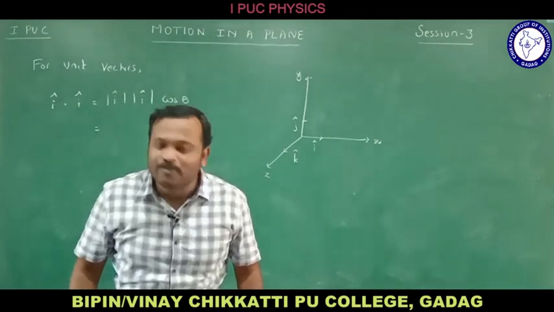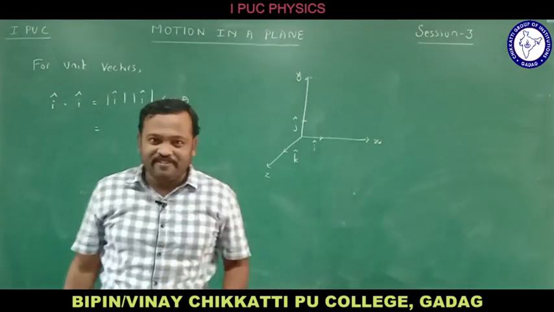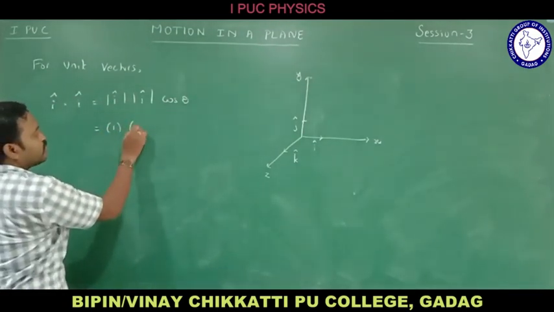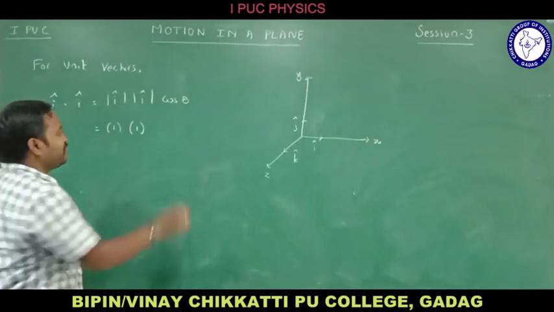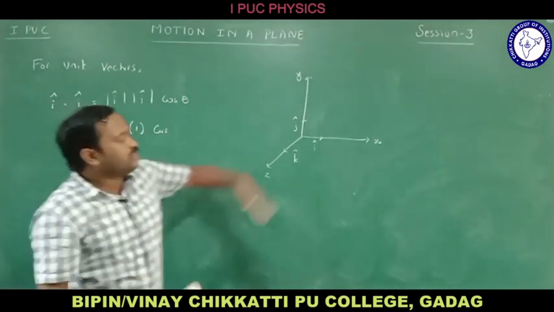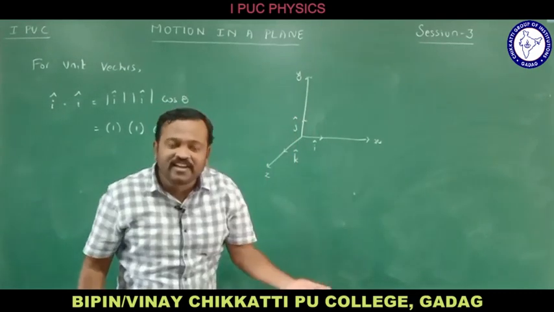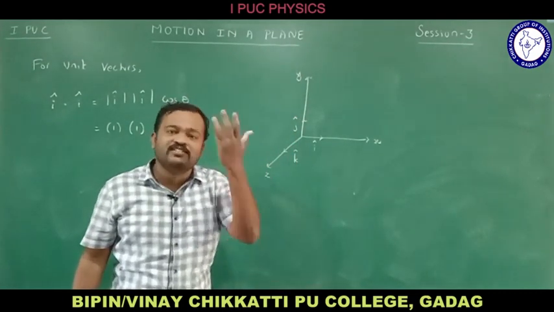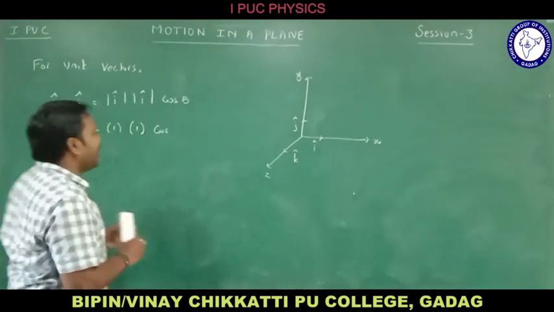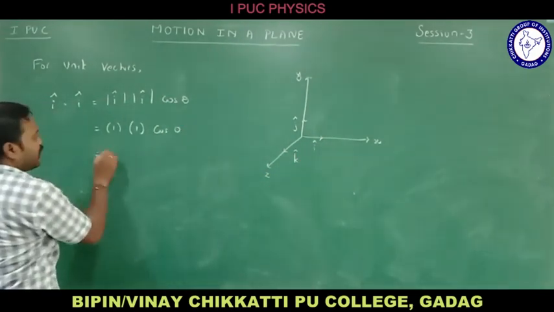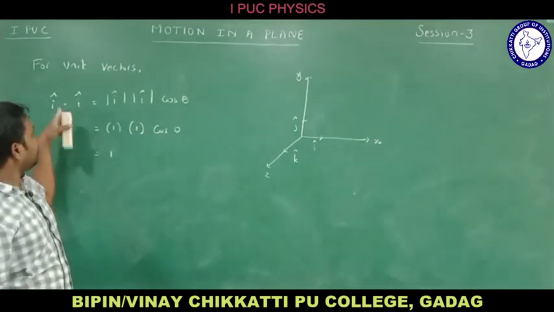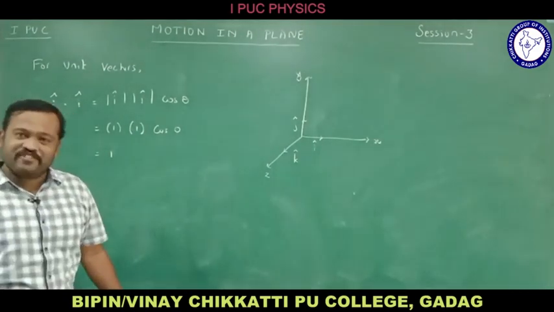A vector whose magnitude is 1 is called a unit vector. Modulus of i is 1. Come on, tell me, what is theta? Theta is the angle between i and i. What is the angle between i and i? 0 degree. The angle between a vector with itself is 0, right? Come on, tell me, what is cos 0? Cos 0 is 1. So the answer is i dot i is equal to 1.